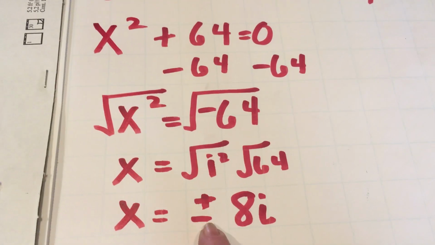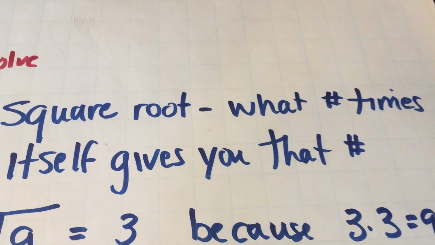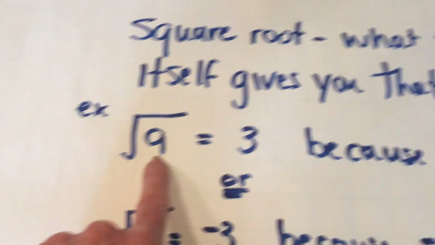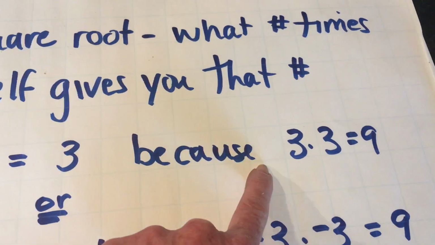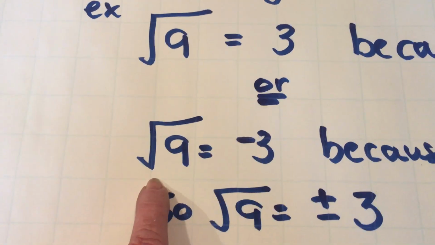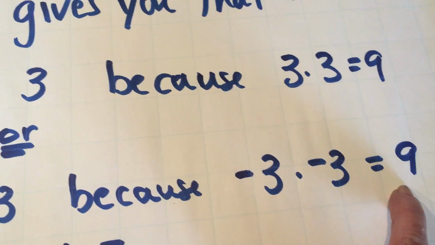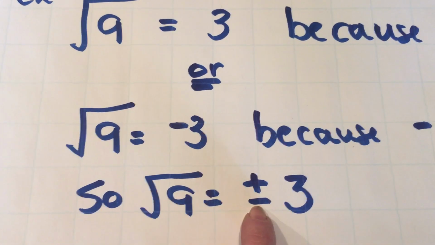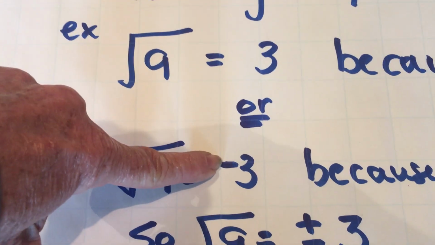Now you might be wondering why it says plus or minus 8i. And if we come over here and look at this, remember, square root is saying what number times itself gives you that number. So if we do the square root of 9, we know that that's 3. If you push that into your calculator, you know that you're going to get 3 because 3 times 3 gives us 9. But wait, there's more. We could say the square root of 9 is -3 because -3 times -3 also gives us 9. So the square root of 9 is really +3 or -3. So we're going to write it as plus or minus 3. We could write it as 2 separate problems, but mathematicians are basically lazy.